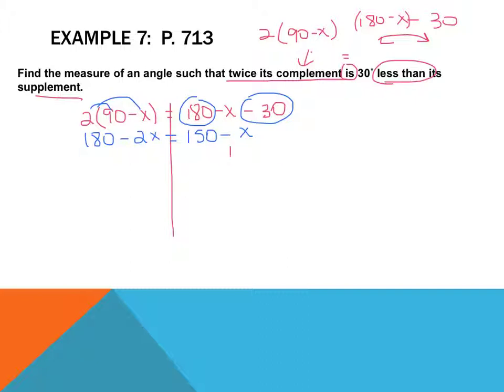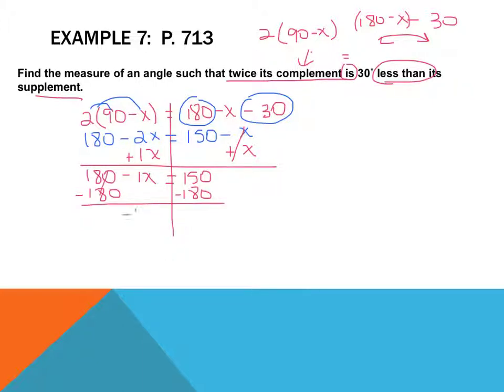Now I can add x to both sides. That's the same thing as 1x. So 180, negative 2 plus 1 is negative 1x equals 150. Subtract 180. Negative 1x equals negative 30. Divide by negative 1. X equals positive 30.